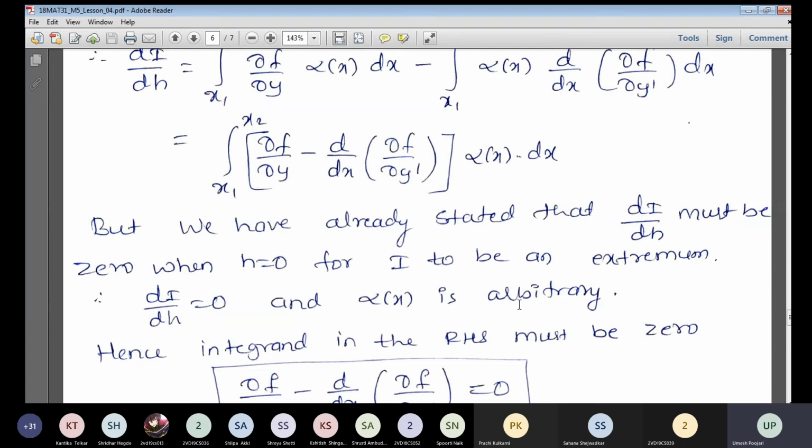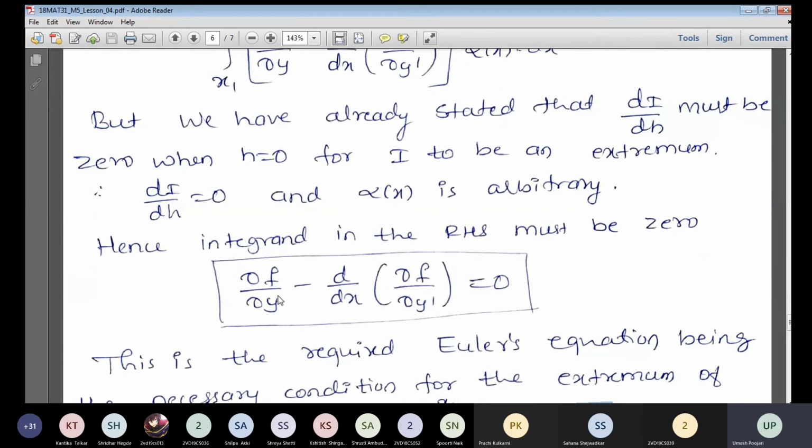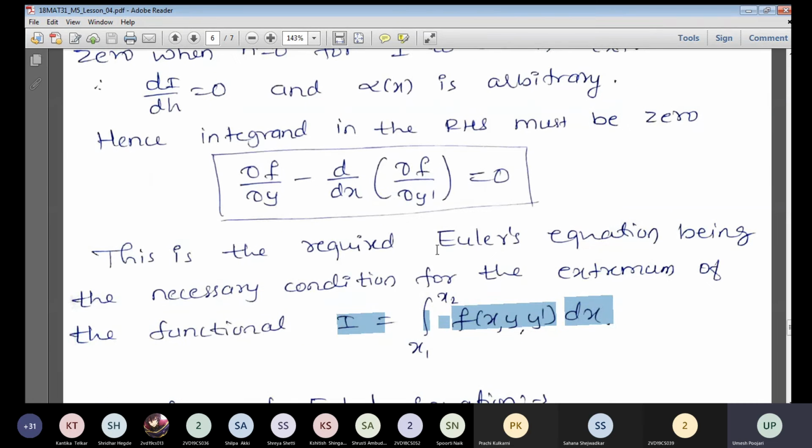But alpha x is the distance and it is an arbitrary function. It cannot be 0. So we can consider dou f by dou y minus d by dx of dou f by dou y dash as 0. And this is nothing but the necessary condition for the integral I to be extremum, which means maximum or minimum. To prove maximum or minimum, we are using this particular equation. So this is a very important result. This result is called Euler's equation to find a maximum or minimum. So this is the proof of the Euler's equation.